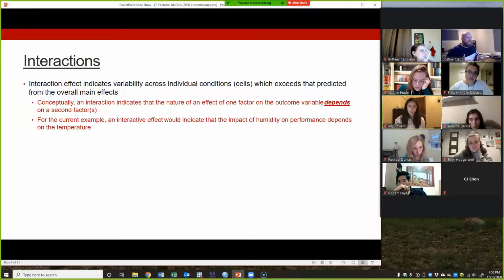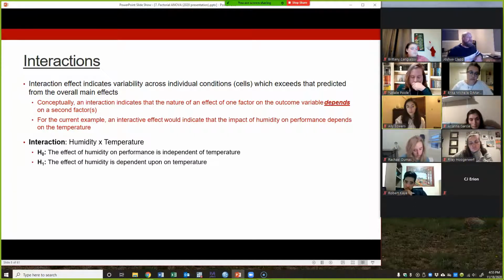So for our current example, it would suggest that the impact of humidity on performance is going to depend on whether I'm talking about 70 degrees, 80 degrees, or 90 degrees. And what we would identify here is a humidity by temperature interaction. My null hypothesis for my interaction is that the effect of humidity on performance is independent of temperature.